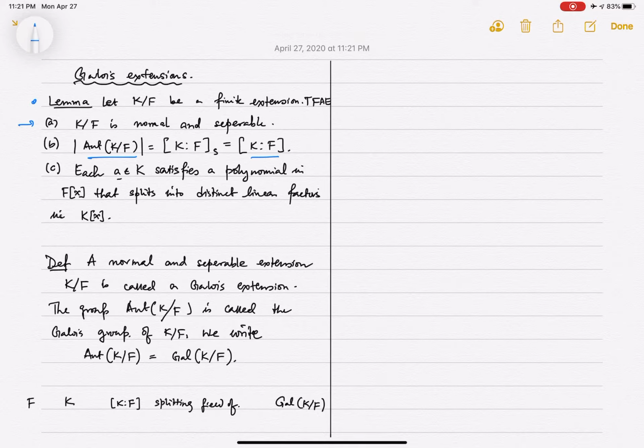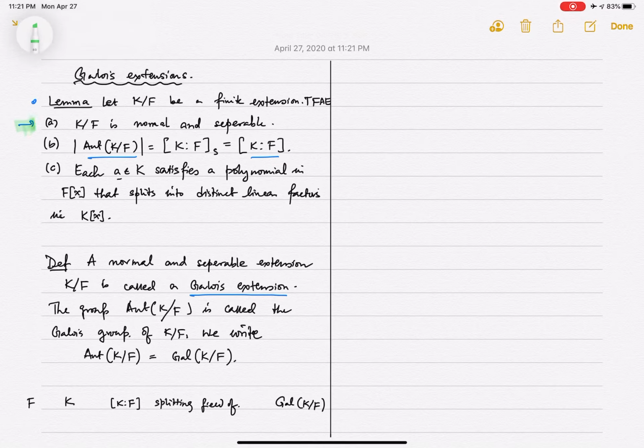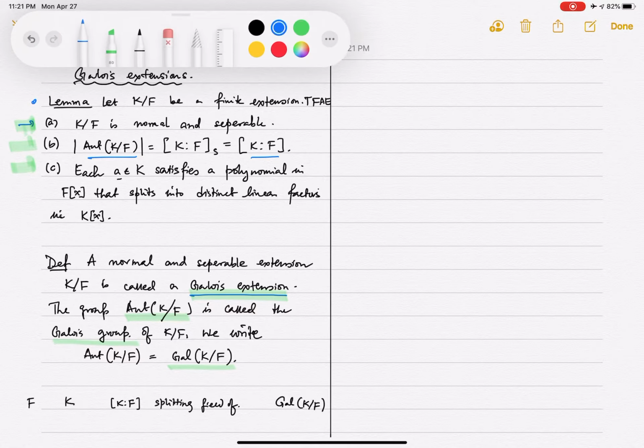So a normal and separable extension will be called a Galois extension. If you're sticking to finite extensions, then you could make any of these the definition of a Galois extension. And in this case, the group Aut(k over f) is called the Galois group of the extension. It's denoted by Gal(k/f). So let me give some examples.